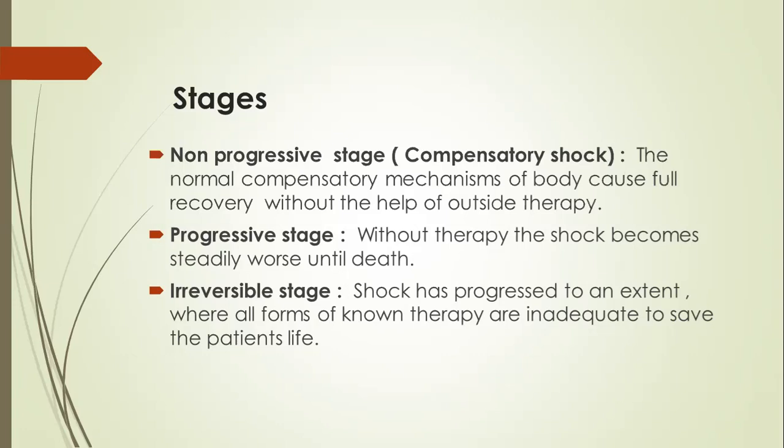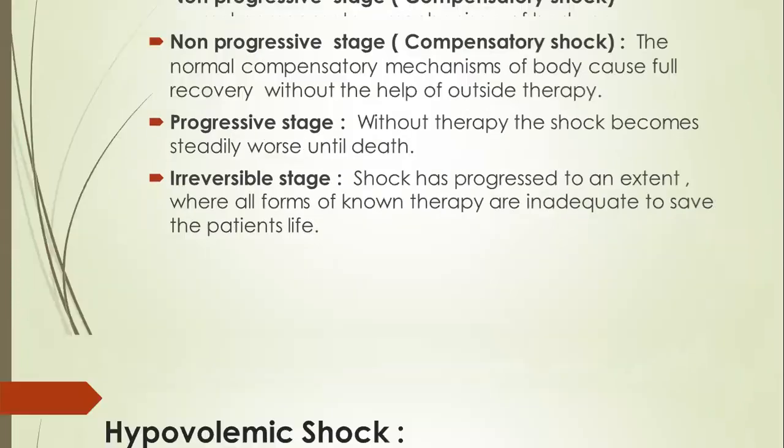The first is the non-progressive stage. Here, all the body feedback mechanisms, which are protective negative feedback mechanisms, will try to save the body and try to maintain the normal cardiac output and the normal blood pressure. The second, progressive. Here, the negative feedback mechanisms will fail and the positive feedback mechanisms will come into play. And then the shock will progress to a further, worse stage. And finally, it can land up in the irreversible stage.